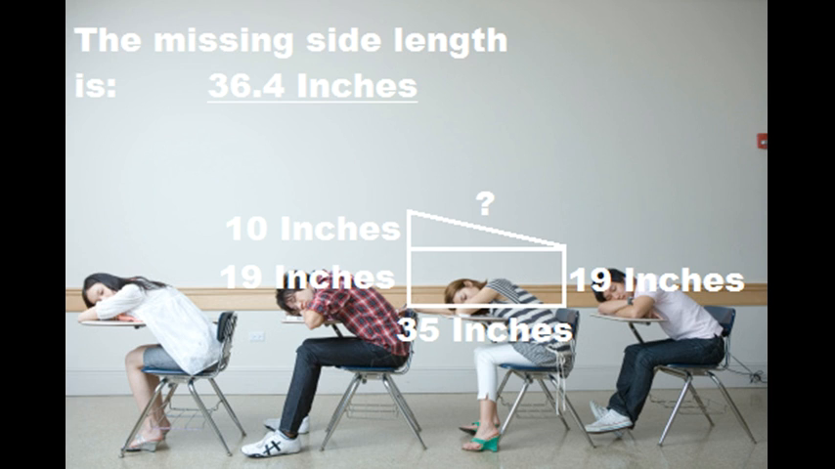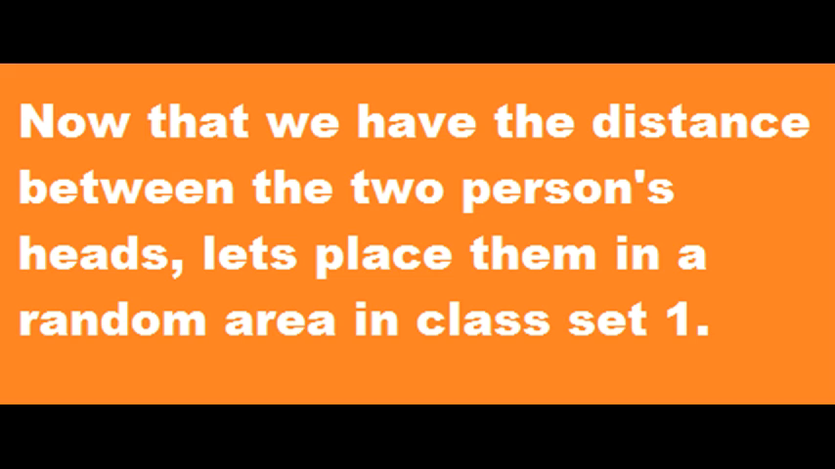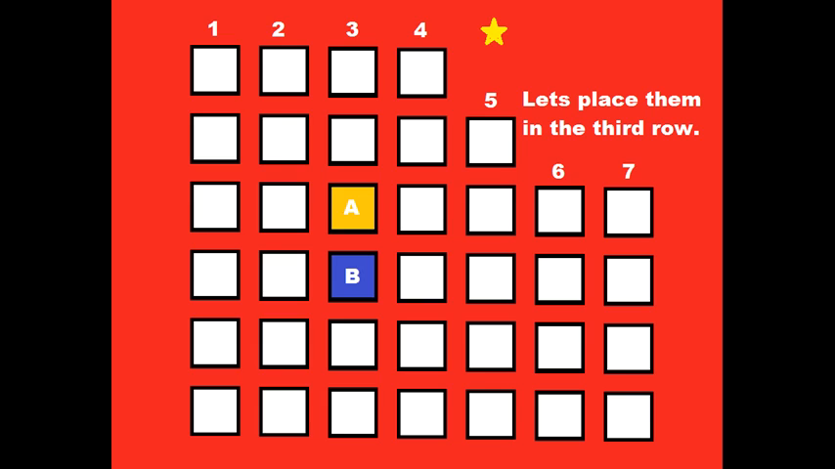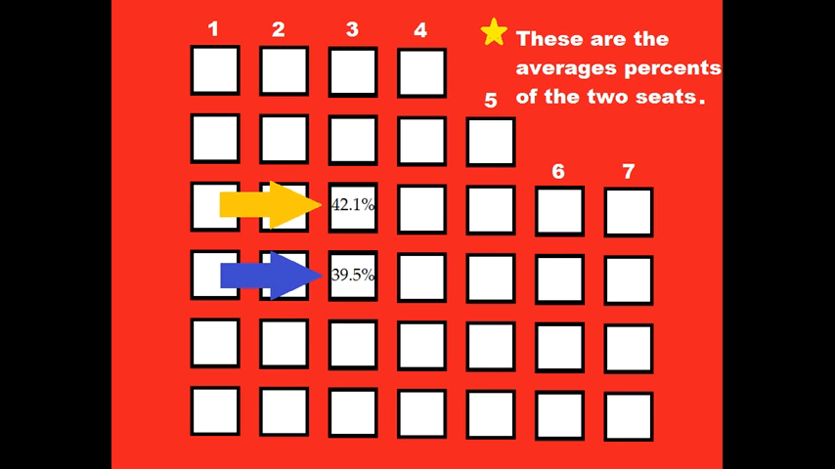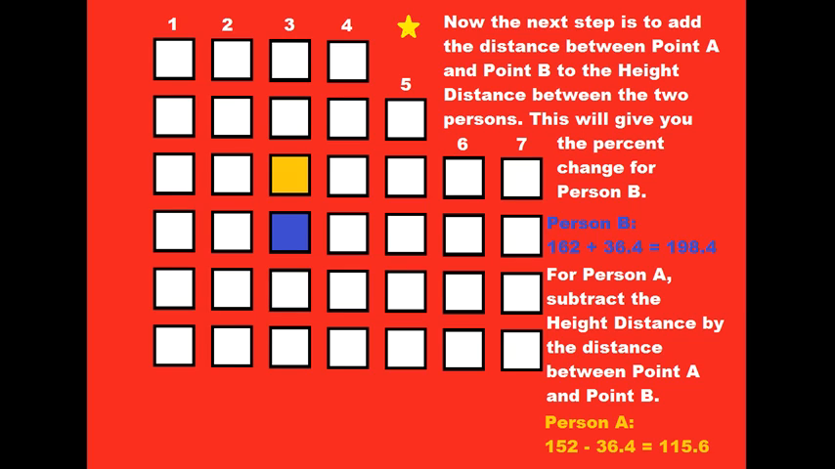Now that we have the distance between the two persons' heads, let's place them in a random area in class set 1. Let's place person A and person B in the third row. The desks in that row are these percentages. Now the next step is to add the distance between point A and point B to the height distance between the two persons. This will give you the percent change for person B.